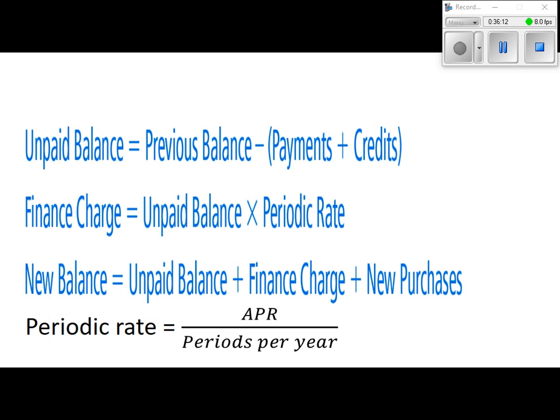Your unpaid balance is the previous balance minus all payments or credits that you've made in that certain amount of time. To find the finance charge, you take the unpaid balance times the periodic rate. You've got to remember the periodic rate is not the APR. If you're doing it per month, then it'd be the APR divided by 12.